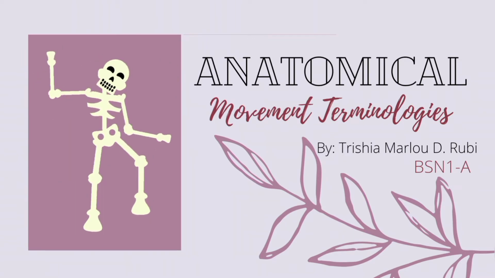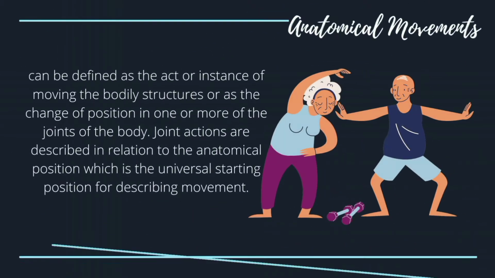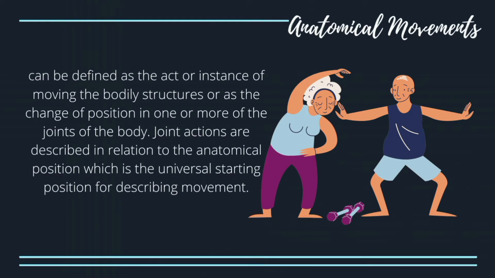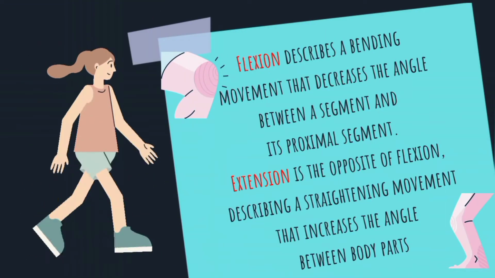Today we are going to tackle the different anatomical movement terminologies. Anatomical movements can be defined as the act or instance of moving the bodily structures, or as a change of position in one or more of the joints of the body. Joint actions are described in relation to the anatomical position, which is the universal starting position for describing movement. There are different types of anatomical movements, starting with flexion.